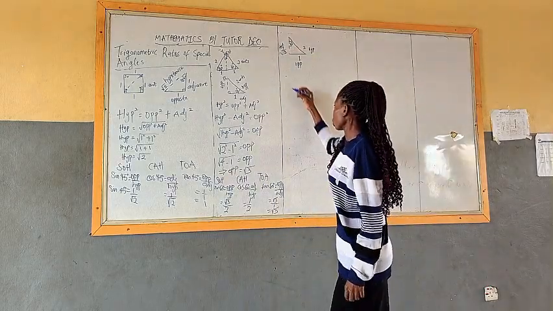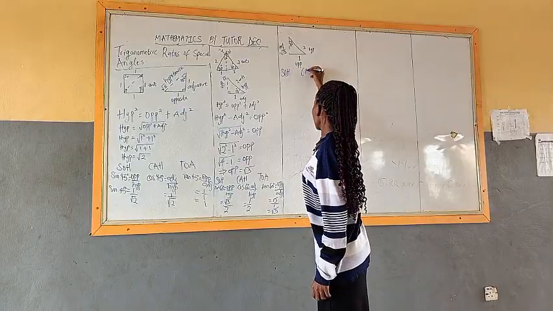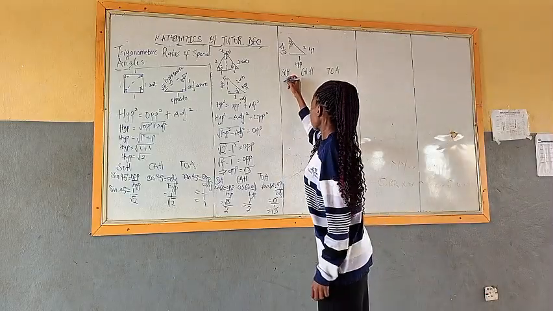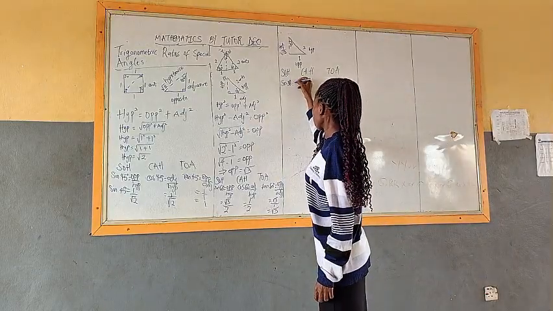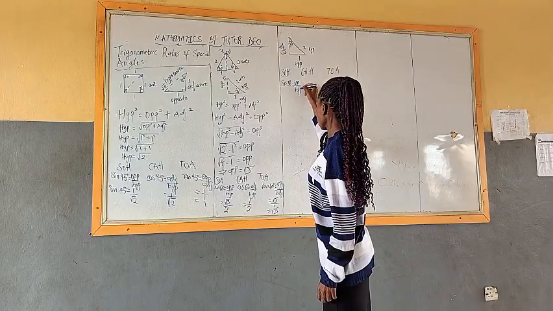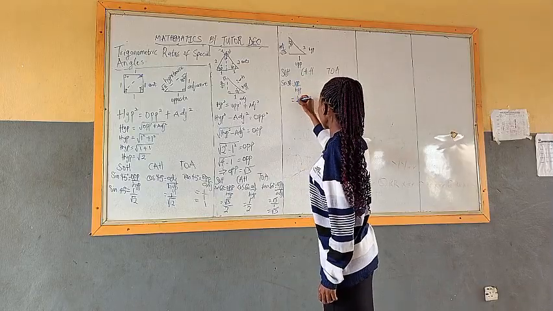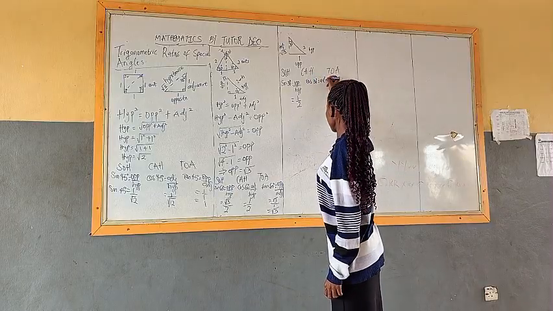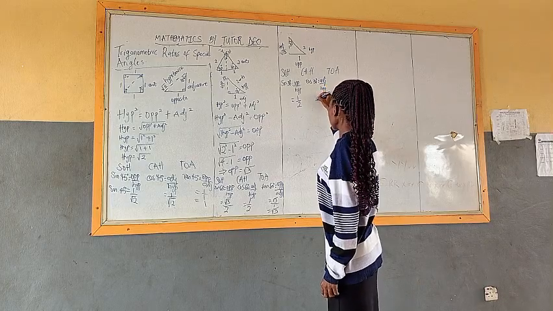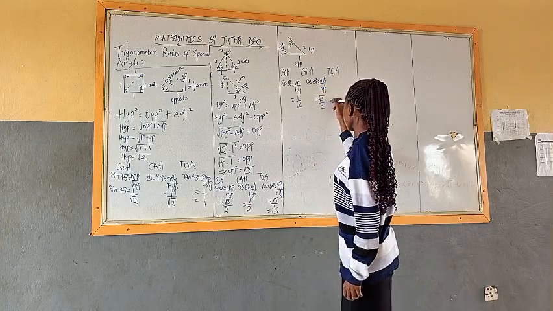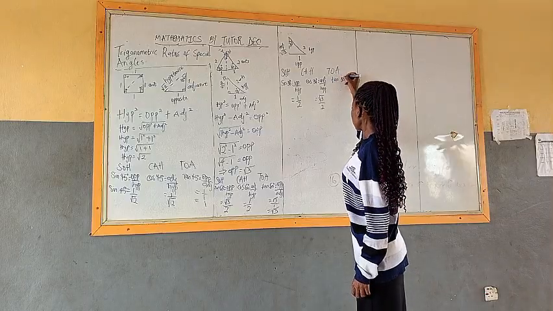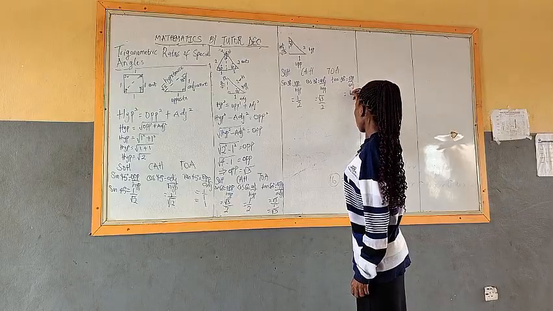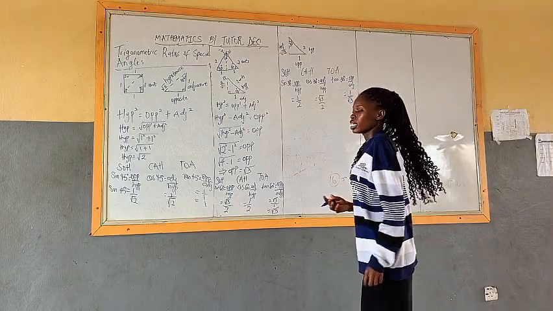With all this information, we can introduce our SOH, CAH, TOA. So we have sin 30 to be equal to opposite over hypotenuse, which gives 1/2. Our cos 30 is adjacent over hypotenuse, which gives √3/2. Tan 30, which is opposite over adjacent, gives us 1/√3. Here are the values.